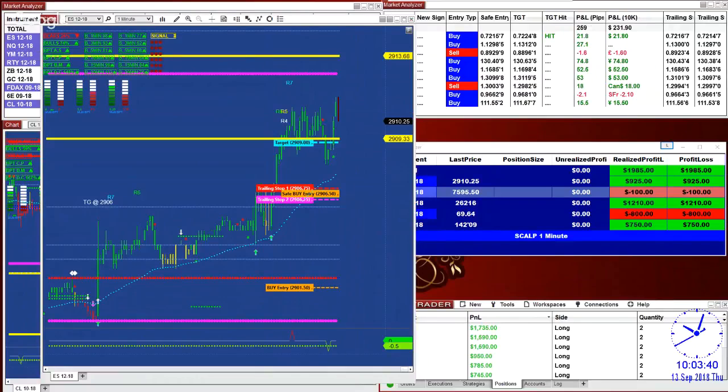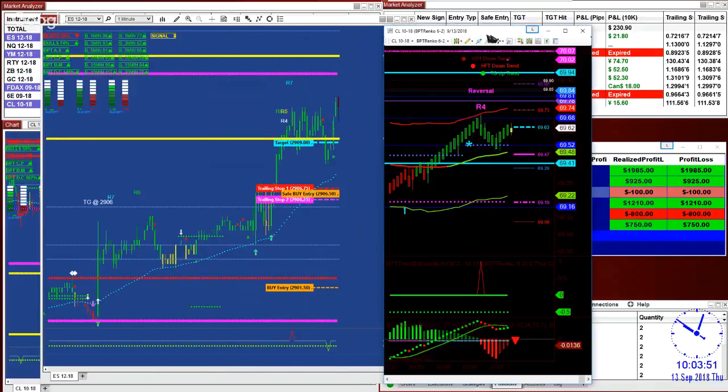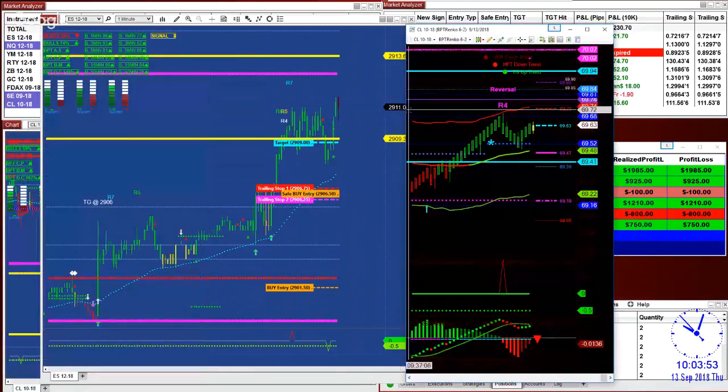This gentleman got lost. He doesn't have our system. He got lost with this one, because yesterday I called a trade on the CL and he couldn't see it on the system.